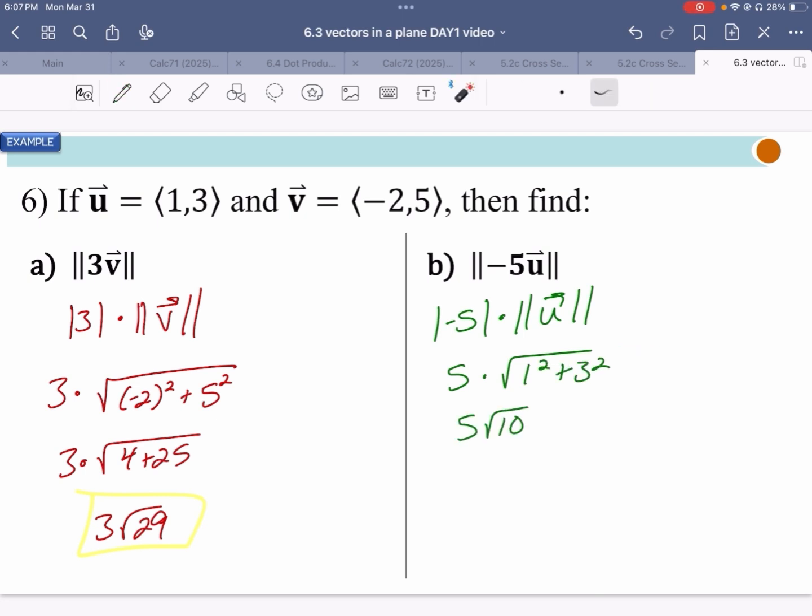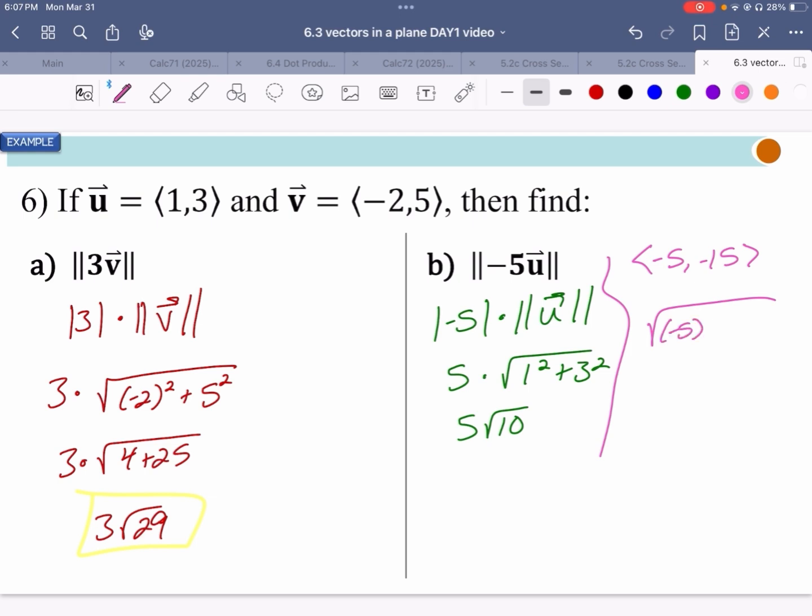Now, I want to point out that, if you wanted to, you could distribute the scalar inside the vector and then find the magnitude of that new vector. So let me show you that in action. If I did -5 times vector u, I'm going to have <-5, -15>. And then I would do the magnitude of that, which would be the square root of -5 squared plus -15 squared, which is going to be the square root of 250. But then you have to simplify your radical. So now it's more work, because we have to find a perfect square that divides 250. It's not that bad, because it's going to be 25. So then it becomes 5 root 10.